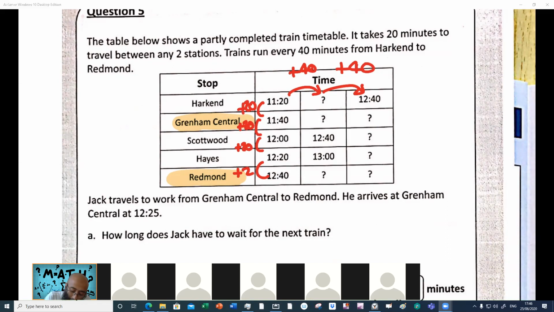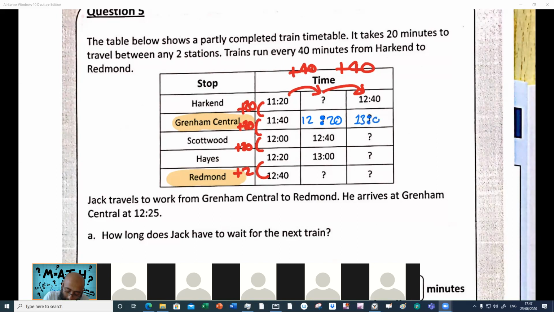Okay, remember we're going up in 40 minutes. So 11:40 add 20 minutes gives you what? 12 o'clock, yeah? And what's 12 o'clock add another 40 minutes? 12:40. Okay, now hang on a second. I think we've done a little bit incorrect there. It's 11:40 add 40 minutes, sorry. Pardon me. So it'll be 12:20. 12:20, that's better. And the next one will be what?